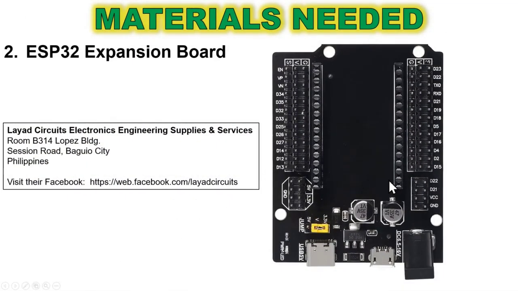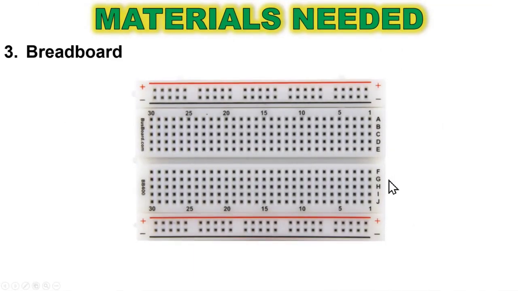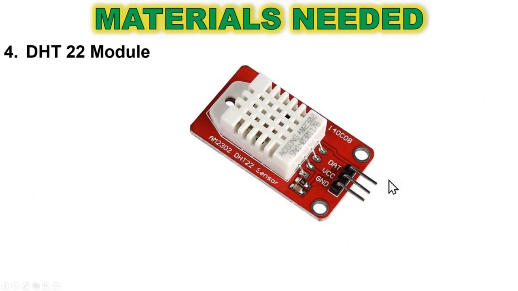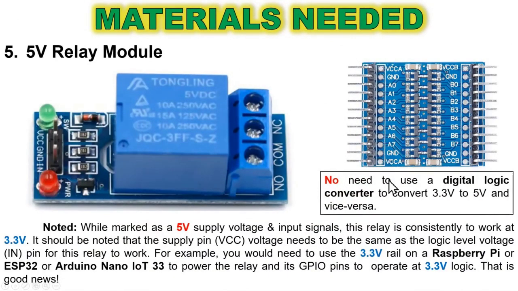Next, I use the ESP32 expansion board so that I can easily access those digital pins, ground pins, and VCC pins. Next, we need to have a breadboard, a small breadboard. Next, we have this DHT22 temperature and humidity module. Next, we need to have a 5-volt relay module.